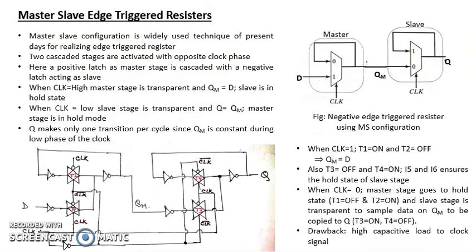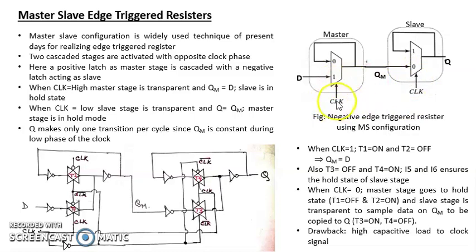One very common practice to construct an edge triggered device is to use a master slave configuration. Here, two stages are cascaded that are activated with opposite clock phase. A negative edge triggered register is shown here, where a positive latch is used as a master and a slave stage is cascaded to this master stage, which is a negative latch. So a positive latch as a master is cascaded with a negative latch as the slave.